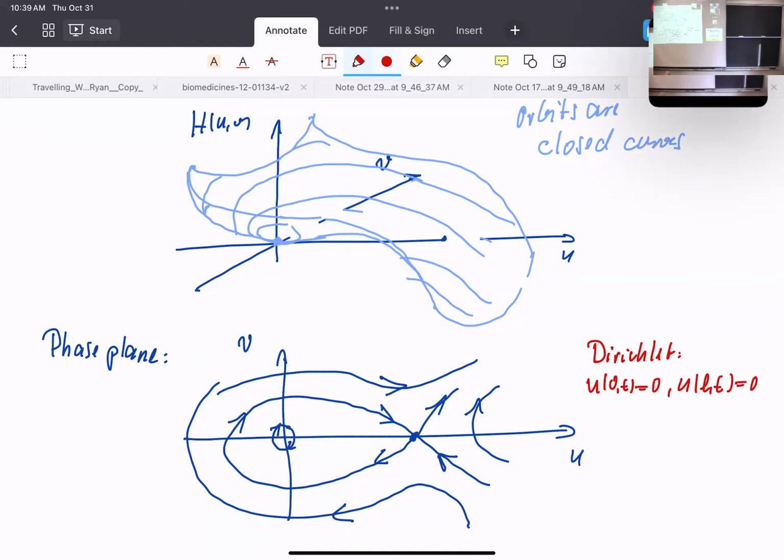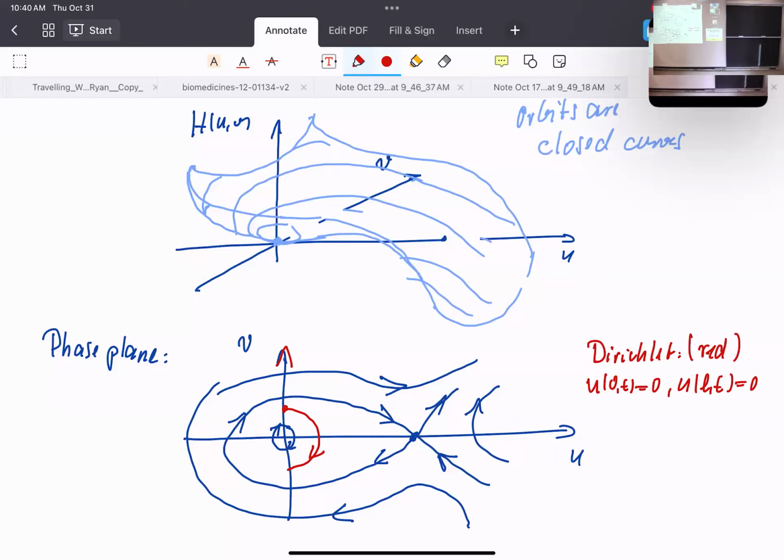So where is this in my graph? Well, U at 0 is on the v-axis. All along the v-axis, U is equal to 0, right? So we need an orbit which starts on that axis and comes back to this axis. So we need an orbit maybe of this type, starting here, going around, ending here. So the red orbit, as indicated, is a possible solution for the Dirichlet problem.